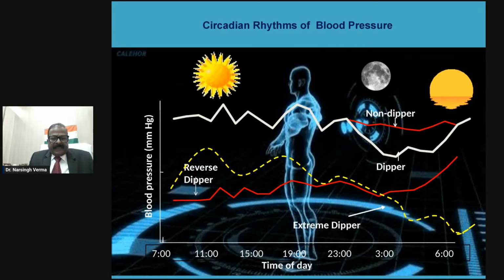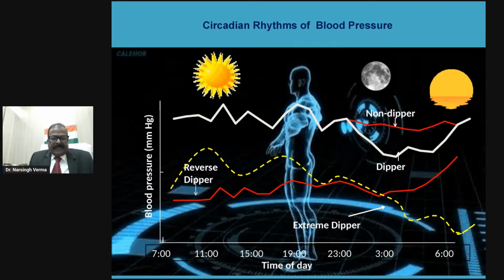And blood pressure is not a different entity. It is also varying with time, and according to time, it keeps on varying. And on that basis, we define our blood pressure. During daytime, it is more, and during night time, it dips. Those who have this dipping pattern are called dippers, and those who do not have the dipping pattern are called non-dippers. Some of them have an extreme dipping pattern, and some of them even have a reverse dipping pattern.